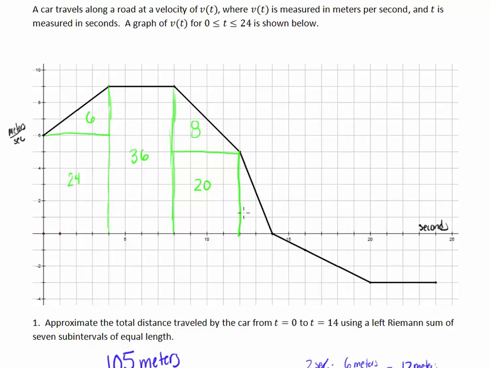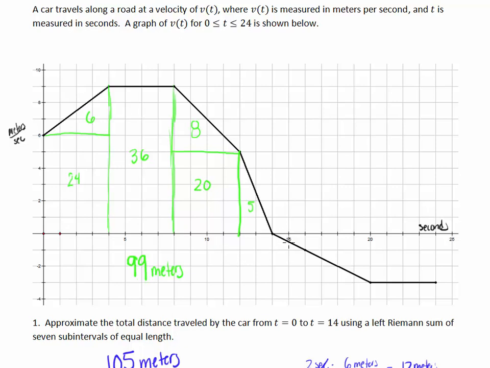And then here we've got 2 by 5, so that's 10, half of which is 5. So let's add all those up together. We get 6 and 24, so we're going to get 36, 58, 80, 99. So 99 meters is the area underneath this curve, between the curve and the x-axis.